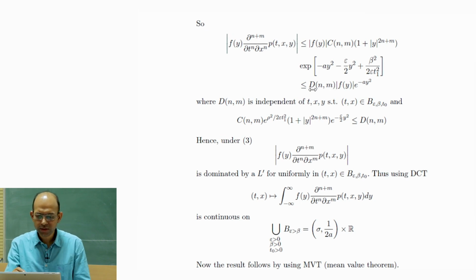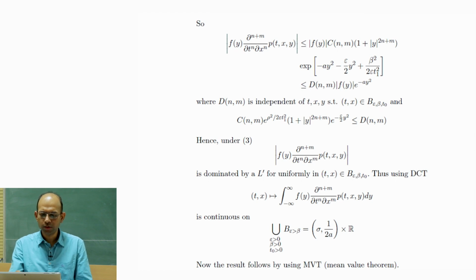So, this modulus of these things is less than or equal to d n m into mod of f of y into e to the power minus a y square, okay. So, where d n m is independent of the choice of t, x, y, such that t, x is in B epsilon, B beta, t naught, okay. So, here we have used capital B, okay. So, away from origin, whatever t and x we choose from there, it would always be independent of t x. So, this does not depend on t x, okay, because here the c n m etc. does not depend on variables t x, correct. So, we would get d n m here.